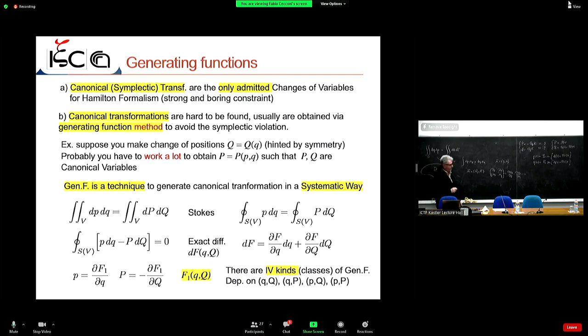Sorry, P. No, it's P zero. And you can write this object as an integral over a line, over the border, like P dQ. The idea is simple, no? P, Q. So this is zero, and this is Q. And this is P, okay?